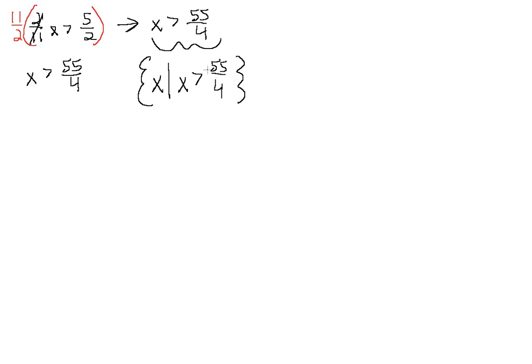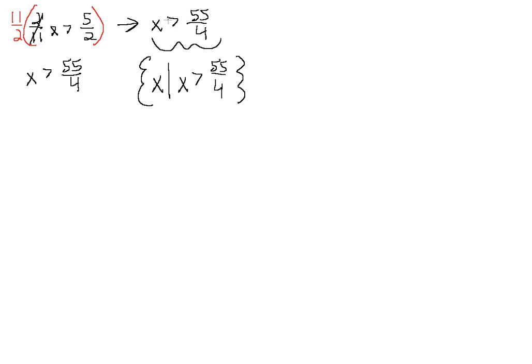We don't say rational numbers because rational numbers are actually a subset of real numbers, and we'll talk about that later in a proofs course, but 55/4 is a rational number, so it's included as a real number. Hope that made sense. So we have interval notation as well.